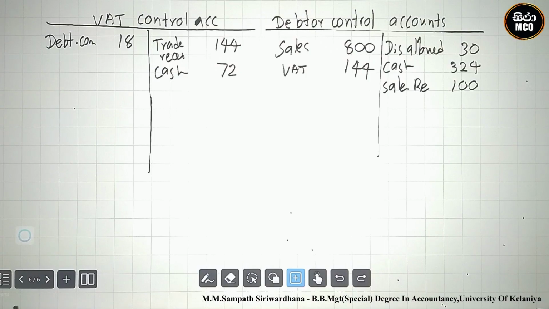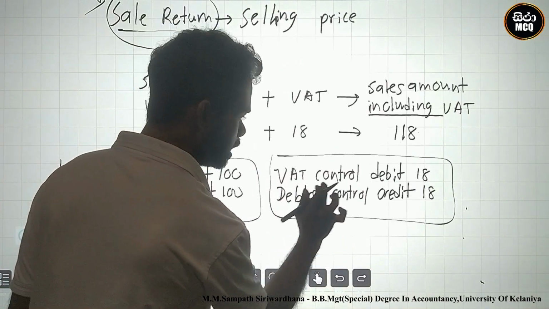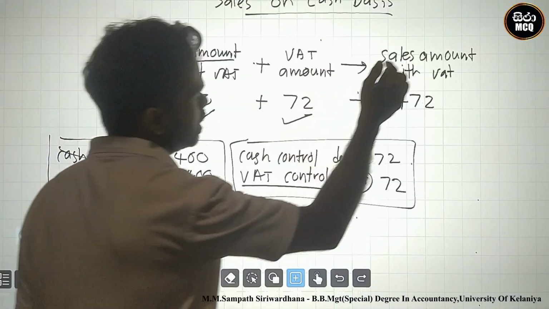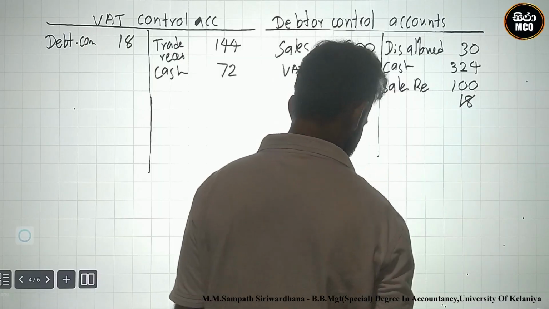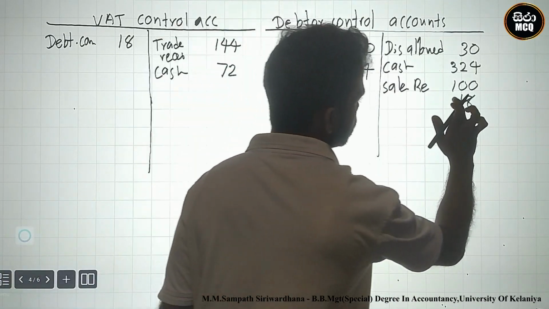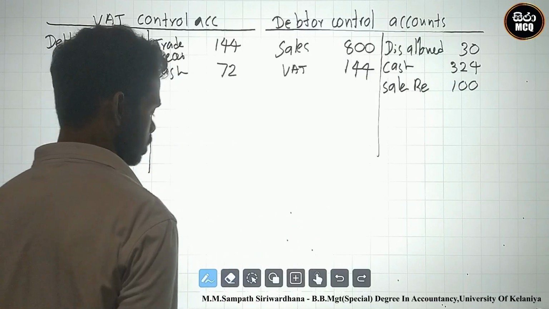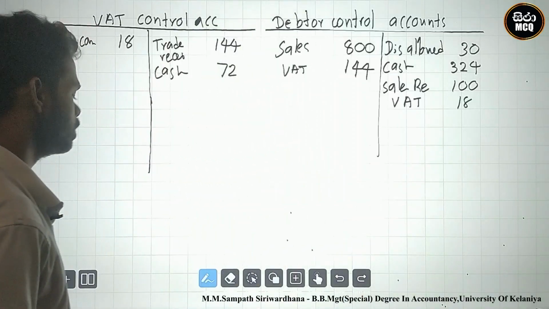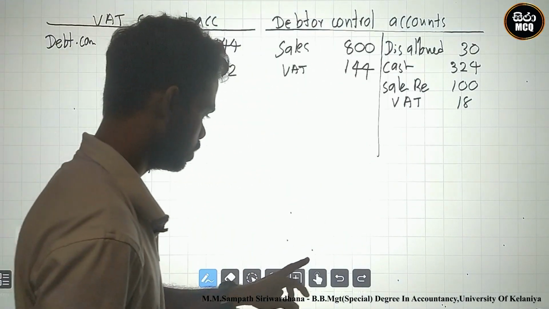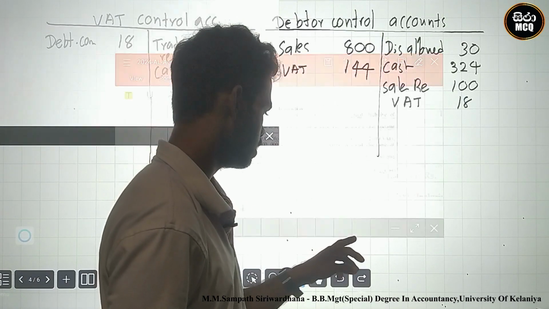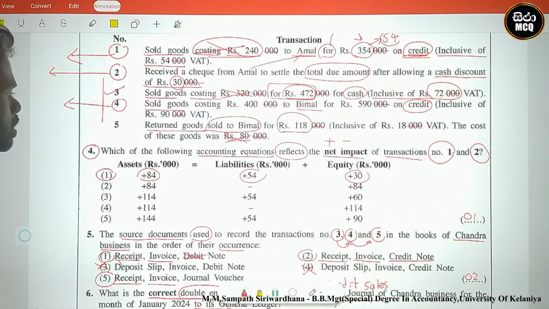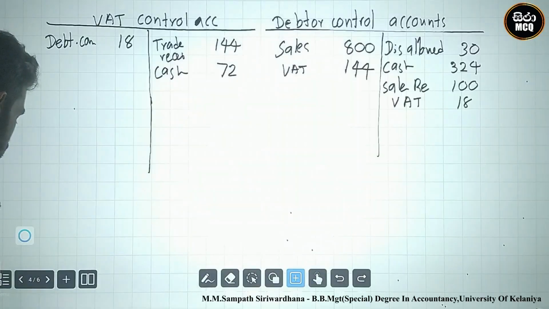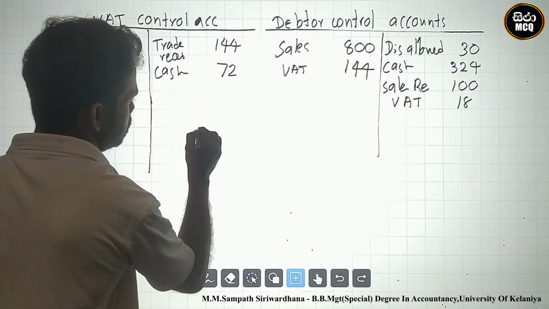Look here again. Debtor control credit 18. Sorry, debtor control 18. This is the VAT. Okay, these are all the transactions we must identify. Okay, 1, 2, 3, 4, 5. Okay, let's go to the accounts. We can balance this.